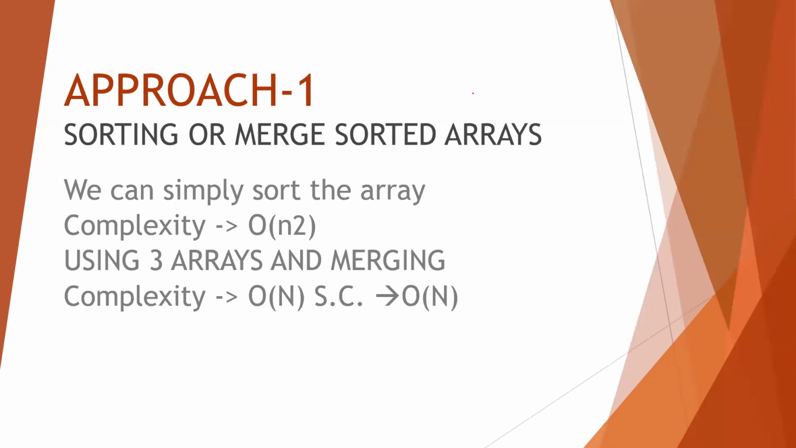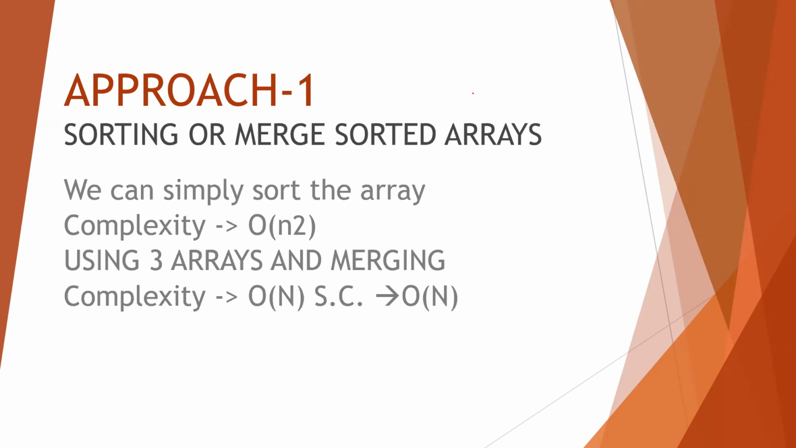So the first thing that comes to our mind is sorting. Since it is given sort colors, so we can sort it. So the complexity we will take around O of n square, or if we use the sort which is given in the C++ STL, it will be around n log n.